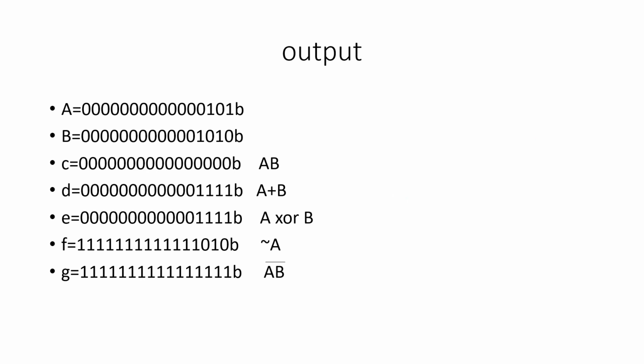This is the output of the program we have performed, and we can see the A value. It is represented in 16-bit, and the B value. C is the result of AB, that is A AND B. D is the result of A plus B, that is A OR B, and E is the result of A XOR B. F is the complement of A, and G is the result of AB bar, that is the NAND operation performed on A and B.